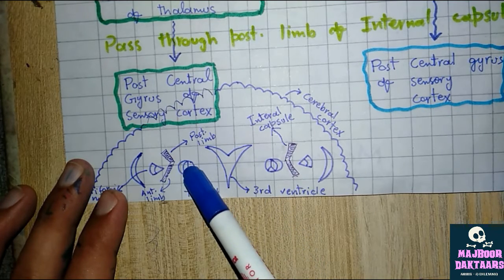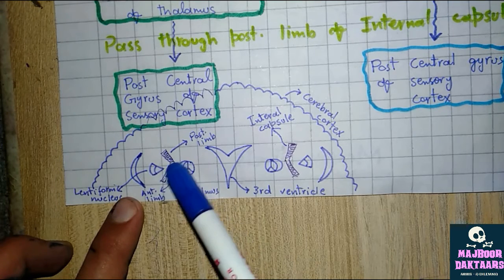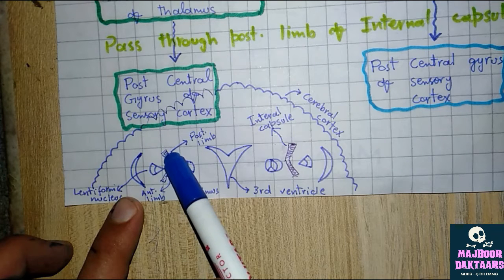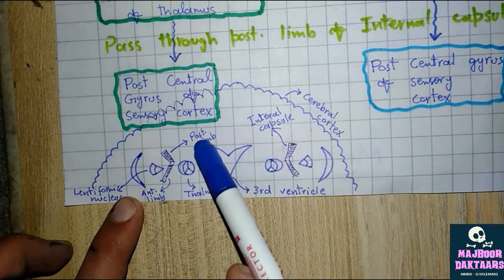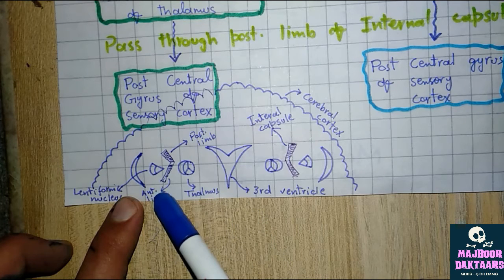Here is the thalamus, and close to the thalamus is the lentiform nucleus. Between the thalamus and the lentiform nucleus is a collection of white matter known as the internal capsule. This internal capsule has two limbs. Above is the posterior limb and below is the anterior limb.